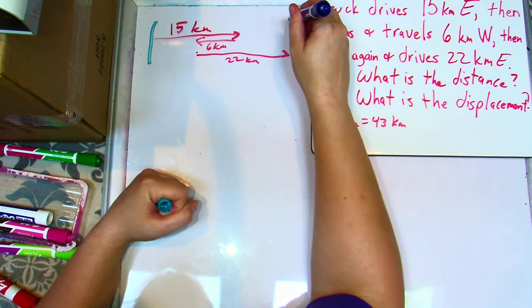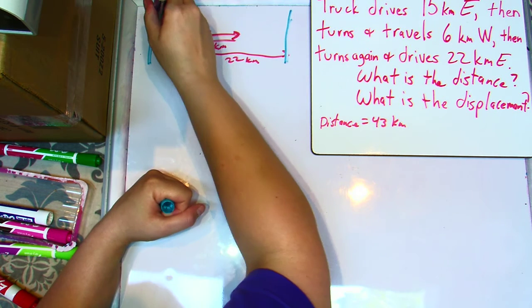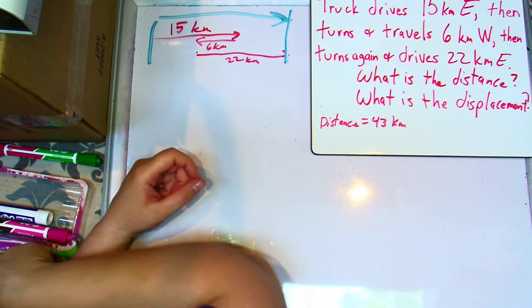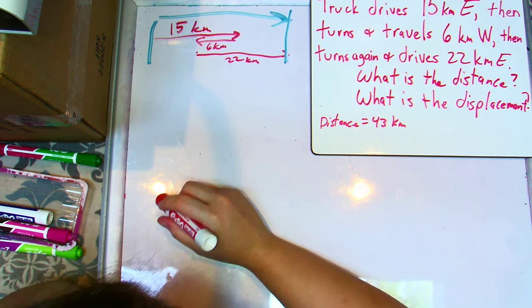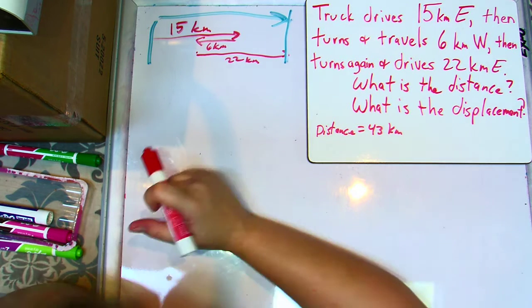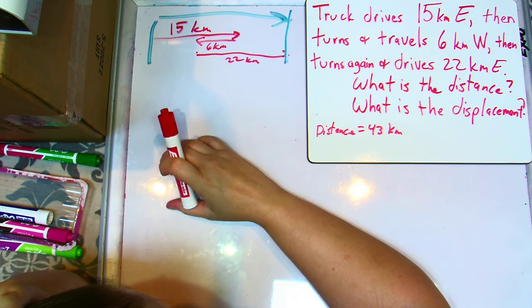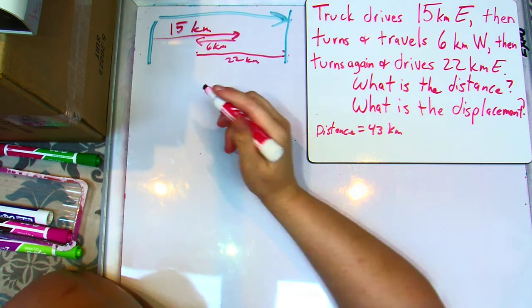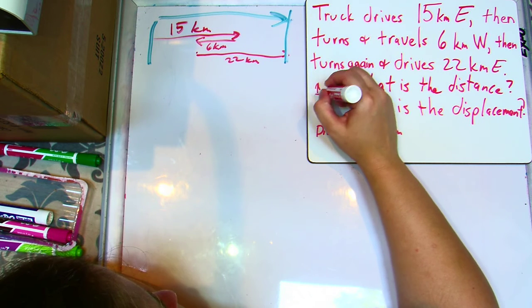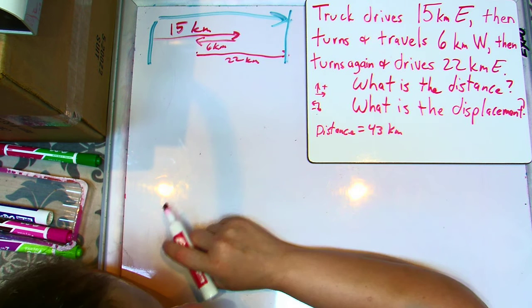But displacement is looking at the change in position from where the truck started to where it ended. So what is that value? Now remember, this is where direction comes in, because displacement is a vector quantity. It needs direction. And what's one way we said we can take care of direction? Is by using positive and negative signs. So we had previously said up and right are positives, down and left are negatives.